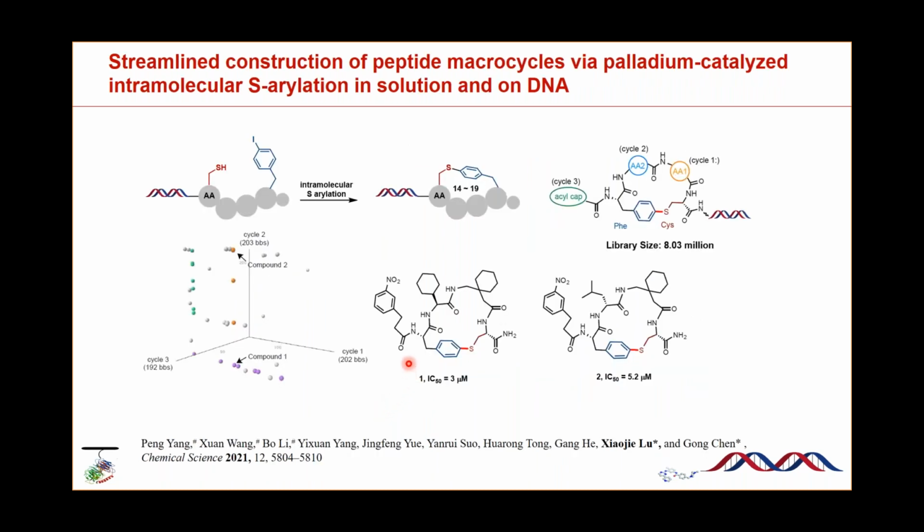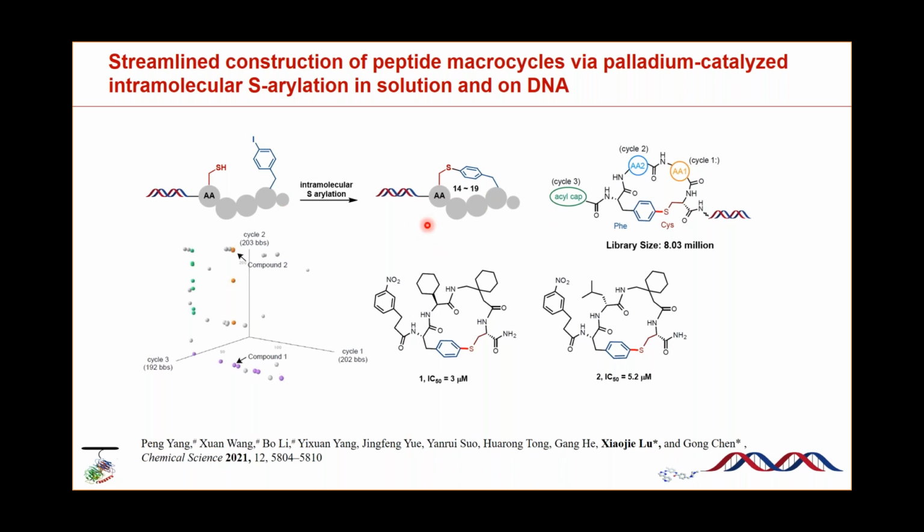And we have also applied this intermolecular S-allylation coupled reaction for macrocycle library synthesis. And this is work in collaboration with Professor Thompson at the Medica University. And his group has developed this in-solution chemistry, and we have successfully applied this chemistry for the DNA compatible conditions. And it works quite well.